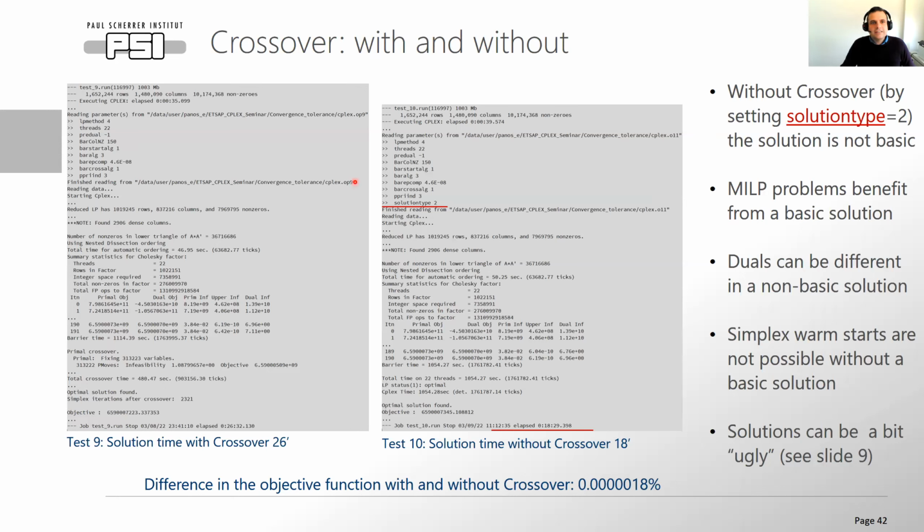And of course, the question is, do we keep the crossover now? We are at 26 minutes, or we disable the crossover and we drop to 18 minutes. And of course, we can see here that the change that we have in the objective function is very small. Of course, the solutions can be ugly. If we solve mixed integer problems, this approach is not good. And also it can be that the duals without the crossover can be a little bit different from the duals with the crossover. And of course, without a basic solution, we cannot do a Simplex warm start.